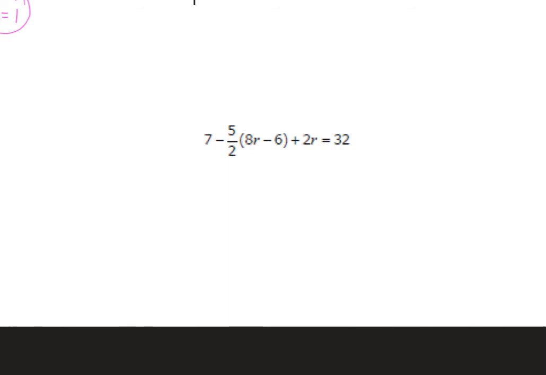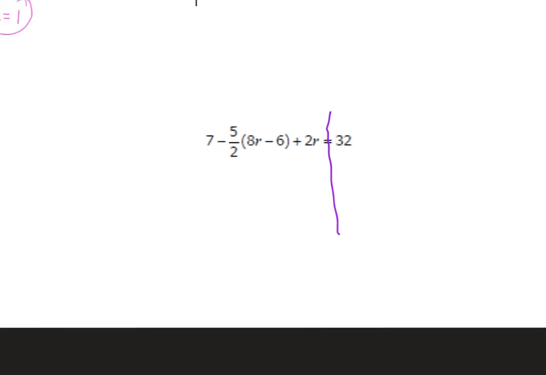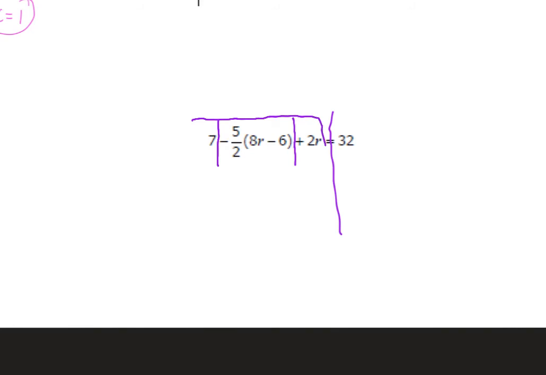All right, so first thing we're going to do, separate our left and our right side. Then we're going to look at our terms. So remember, terms are separated by plus and minus signs. So right before this, I have a negative or minus there. So that would be a separation. And then right here, I have another separation. Remember, we don't mess with anything inside those parentheses. They're protected. And then on this side, I have one term.